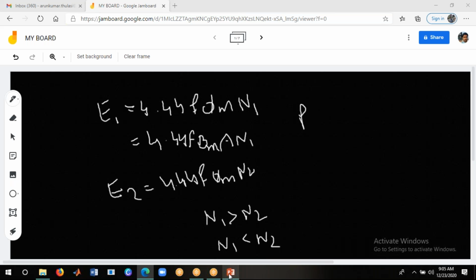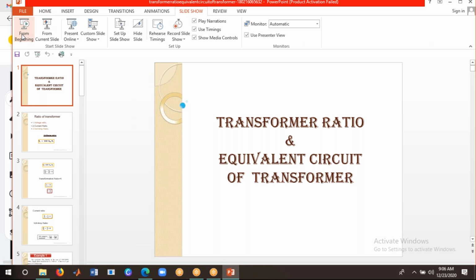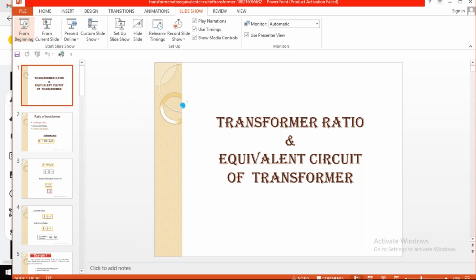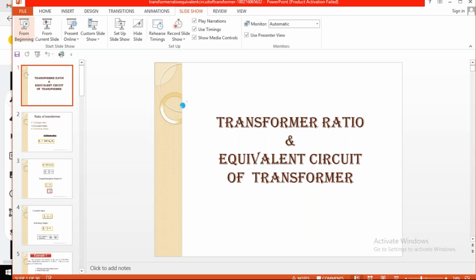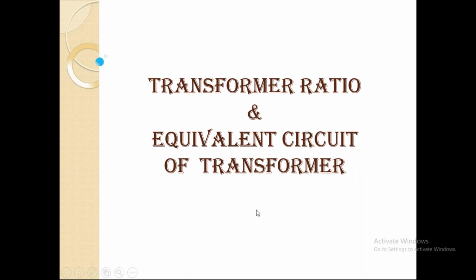We are going to do a few problems on this EMF equation. Only then can you get clarity on how to solve problems on the EMF equation. These are the most important problems you can get from the third unit.